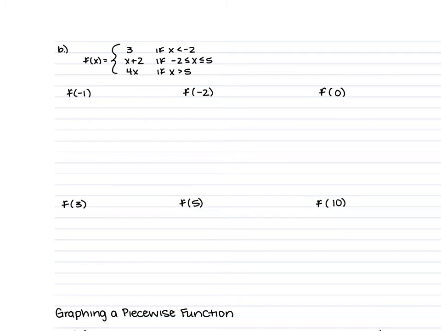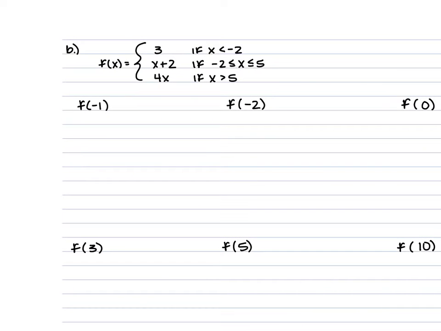For example B, we have f of x is equal to 3 if x is less than negative 2, x plus 2 if negative 2 is less than or equal to x, which is less than or equal to 5, and 4x if x is greater than 5. So we first have f of negative 1. We're going to plug this in and see which inequality this works in.